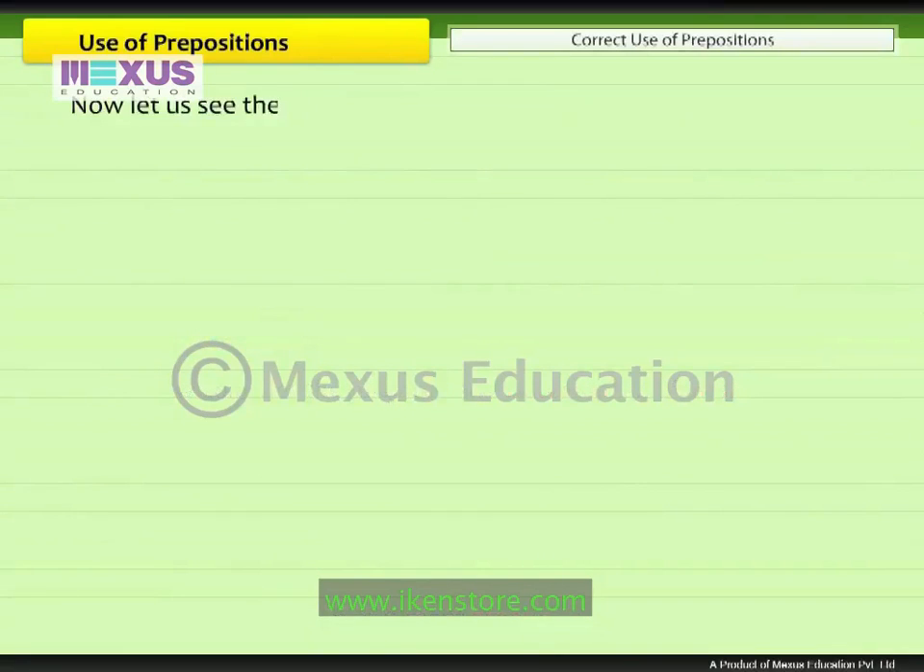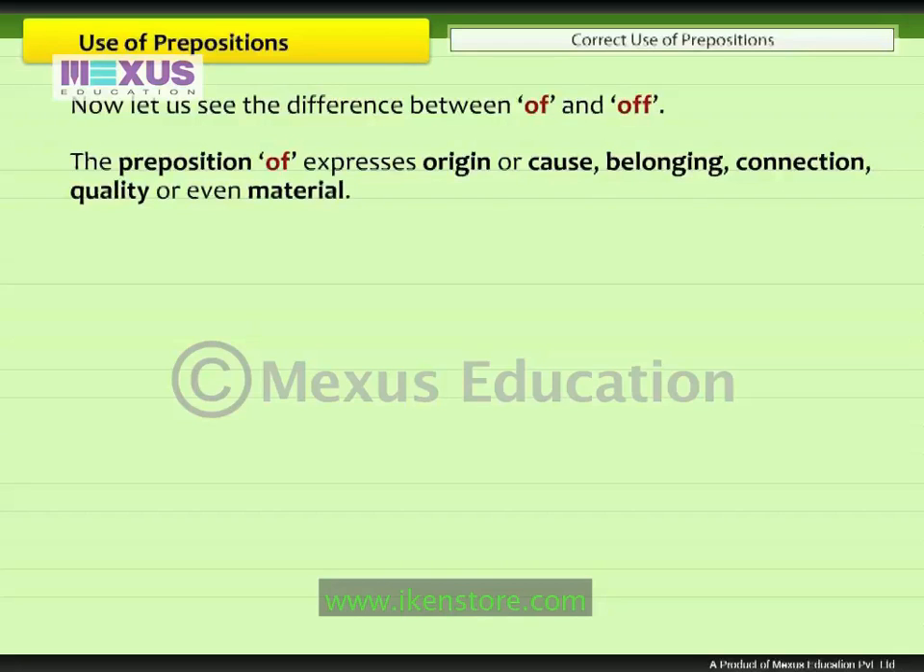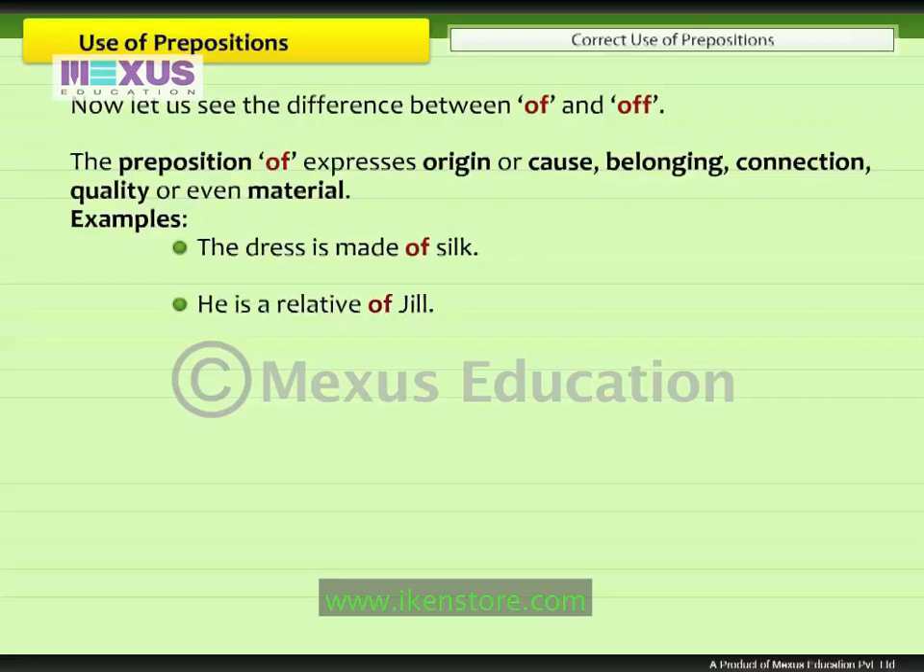Now let us see the difference between of and off. The preposition of expresses origin or cause, belonging, connection, quality, or even material. For example, the dress is made of silk. Here, of is used to express the material the dress is made of. Look at the next example. He is a relative of Jill. Here, of is used to show a connection. The last example, I am proud of you, is used to show a quality.